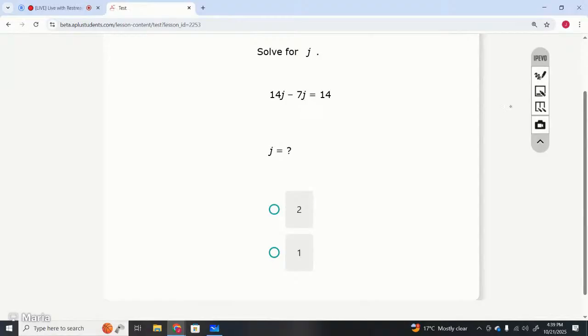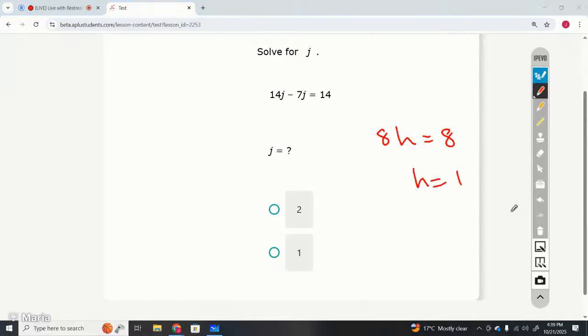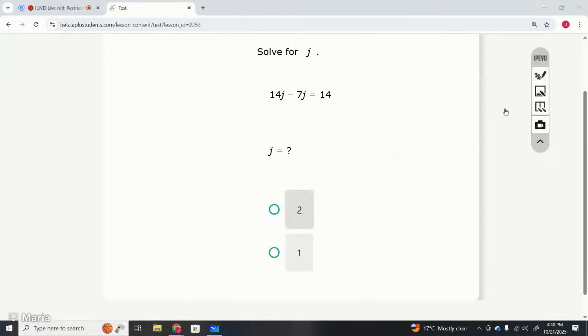Solve for j. 14j minus 7j equals 14. So 14 minus 7 is 7. 7j equals 14. Divide both sides by 7. That is j equals 2. Option number 1 is the correct option.